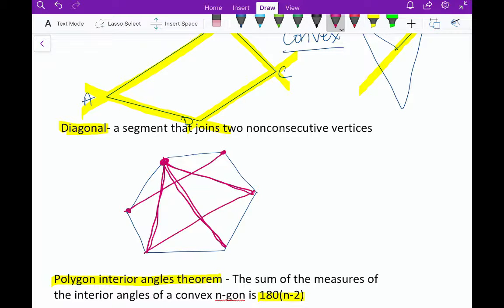Okay, so in different polygons, the diagonals are going to look different. You need to get out of your head that this is the only thing that is a diagonal. Yes, that is a diagonal because these are not consecutive vertices, but in a polygon with more sides, it looks different.